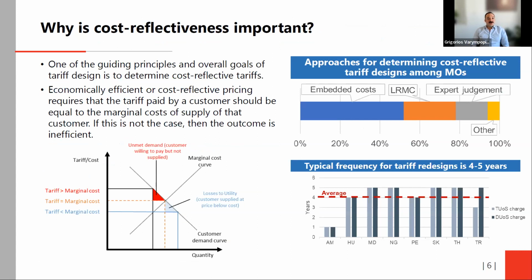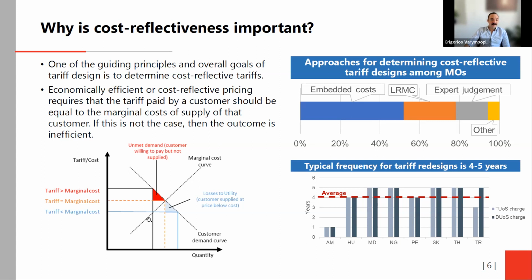So why is cost reflectiveness important in the tariff design? It is one of the guiding principles that comes on top in most regulations. So in theory, economically efficient or cost reflective pricing requires that the tariff paid by customers should be equal to the marginal cost of that customer. And if this is not the case, then the outcome is inefficient.